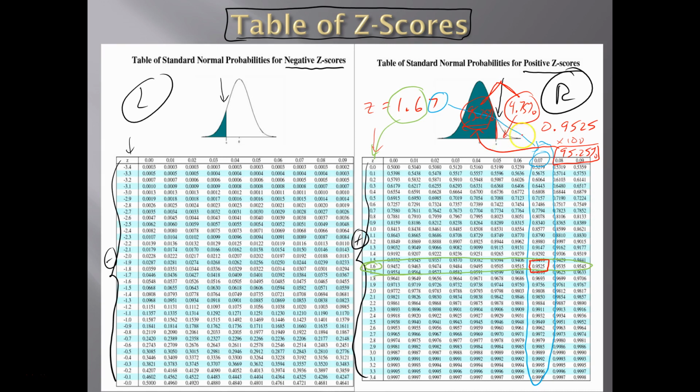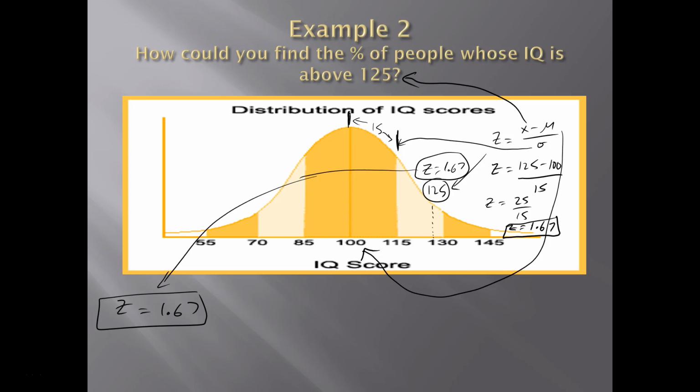To the right is greater than. So that unshaded area is the 4.75% of data that is greater than my data value. All right, so let's look at which one we're talking about. It says, how could you find the percentage of people whose IQ is above 125? So that's all these people over there.